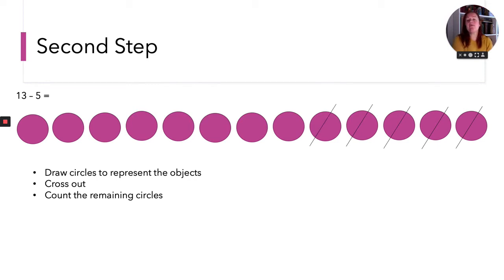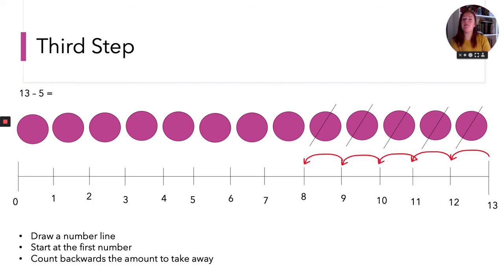So I'm crossing out 5 because that is the part that I need to take away. So I've crossed out 5 and I'm going to count those remaining circles. 1, 2, 3, 4, 5, 6, 7, 8. My answer is 8. Now, if you find that quite easy, you can move on to the third step. And the third step is very much the same.